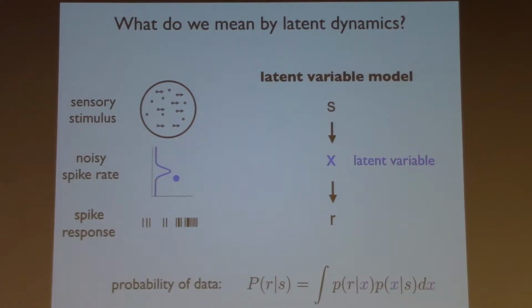All right, so the model is formulated in terms of these two pieces: the probability of the latent variable given the stimulus, that's P of X given S, and then the probability of the responses conditioned on X, the latent variable. And to ask how likely a particular spike response is given a stimulus, we have to integrate this over all possible settings of that latent variable that it could have taken under this distribution.